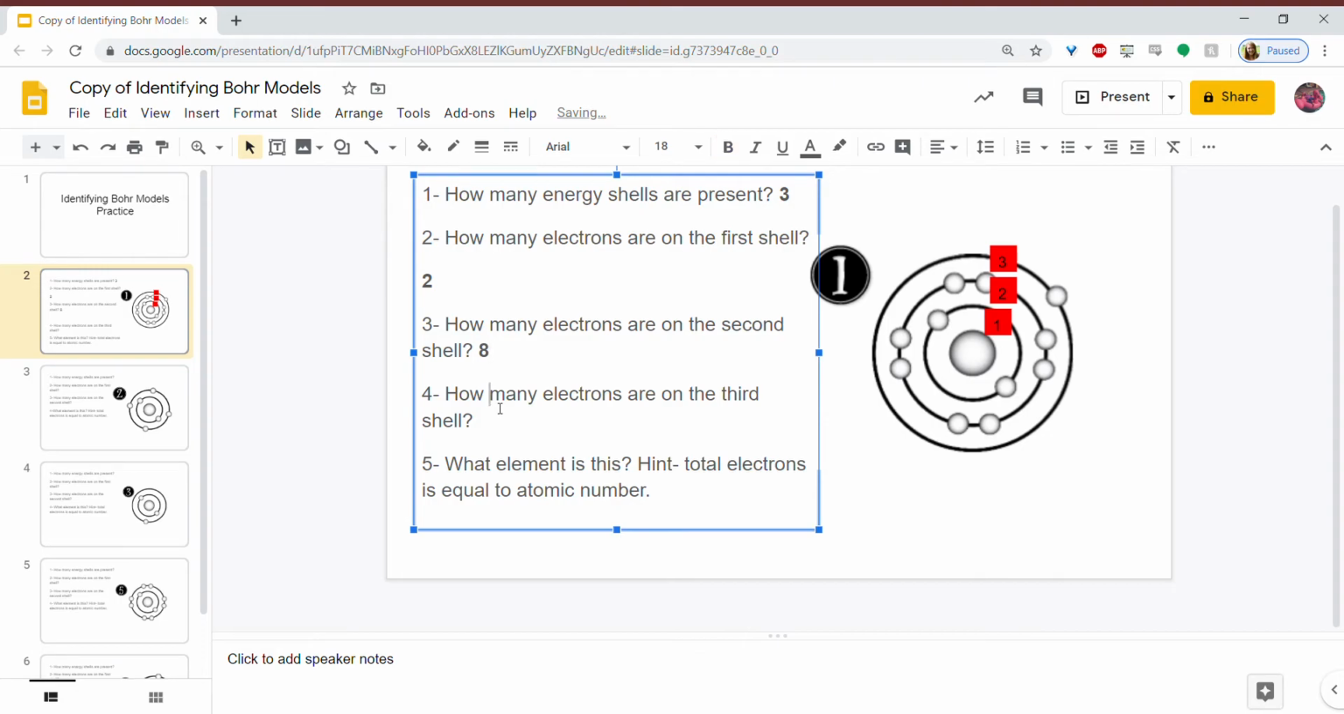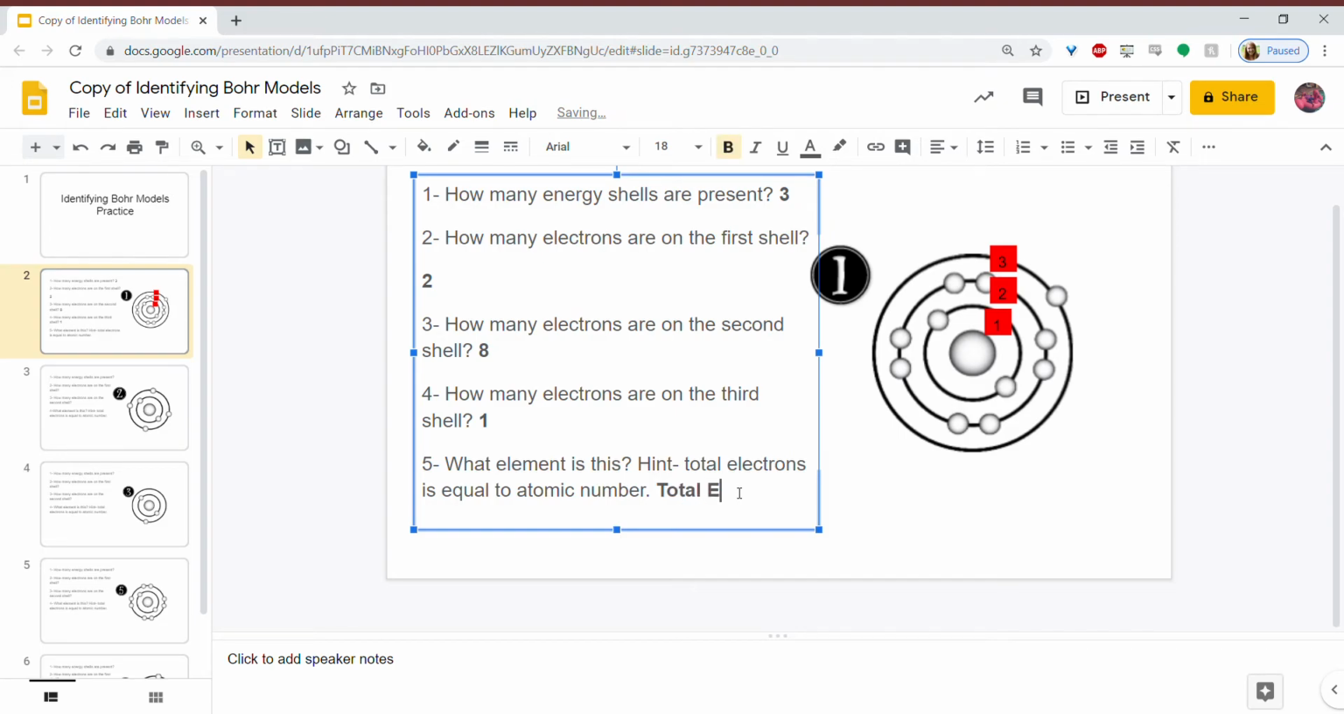Alright, how many electrons are on the third shell? Let's look. Third shell, number 3, there's only 1 dot. So this would get a 1. Now, last question, what element is this? And a hint, total electrons is equal to atomic number. So how many total electrons do I have?